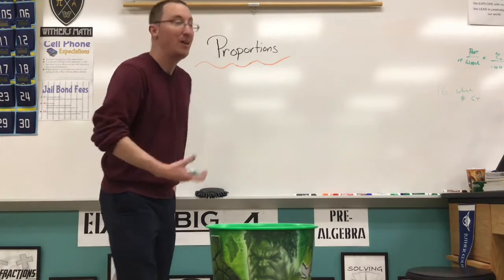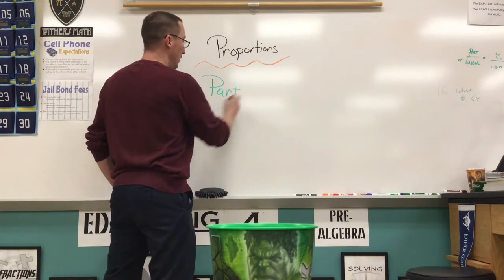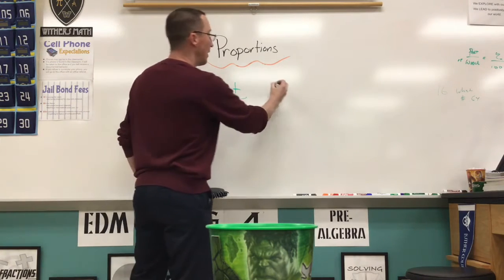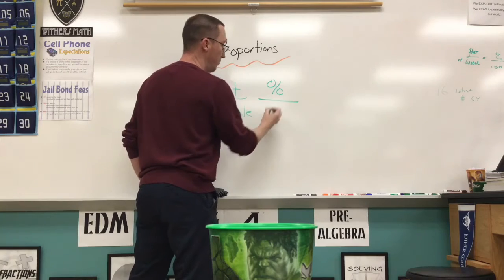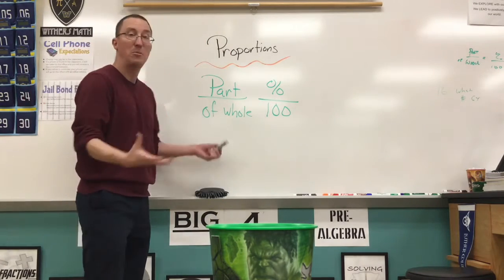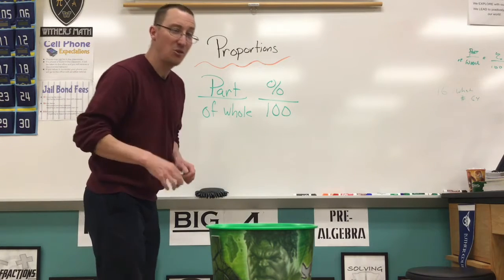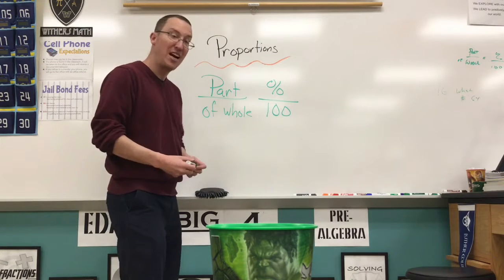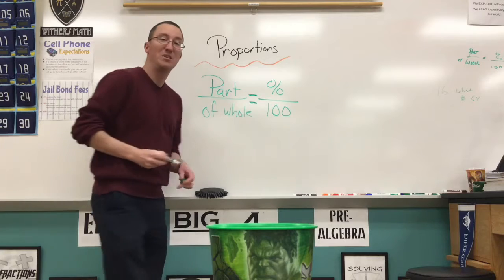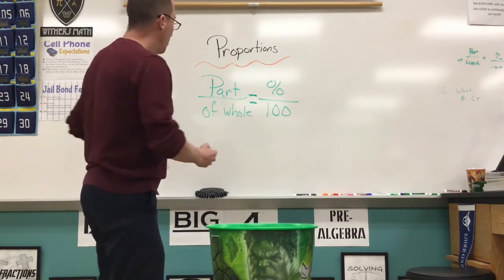Whenever we do proportions with percents, we look at the part of the whole and the percent over 100. So that's the formula that helps us remember where to put everything. And the key to this whole thing is, like an equivalent fraction, these are going to be equal to each other.